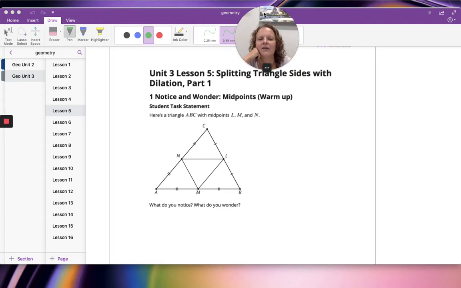Hey there, we are Unit 3 Lesson 5, Splitting Triangle Sides with Dilation, Part 1.